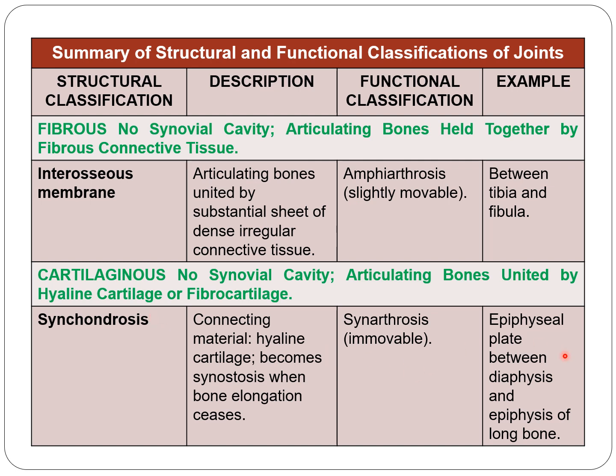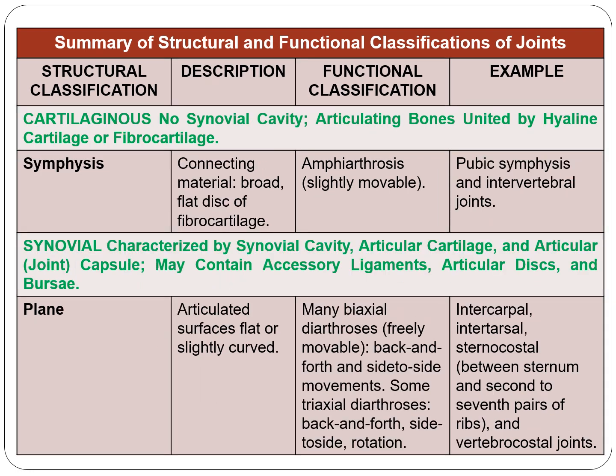Example is epiphyseal plate between diaphysis and epiphysis of a long bone. The epiphyseal plate between the diaphysis and epiphysis of a long bone is a synchondrosis. That is a cartilaginous joint.